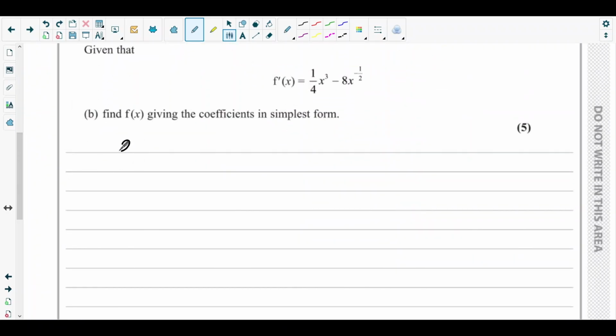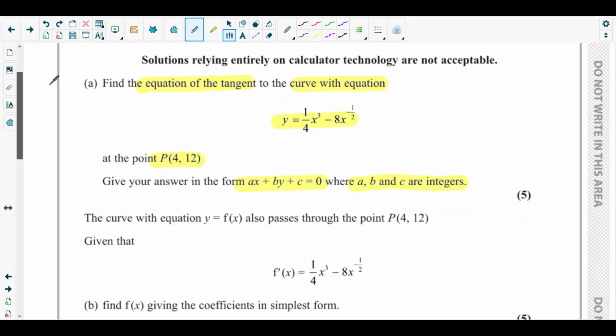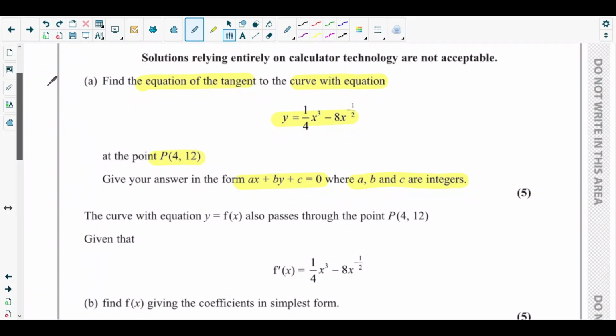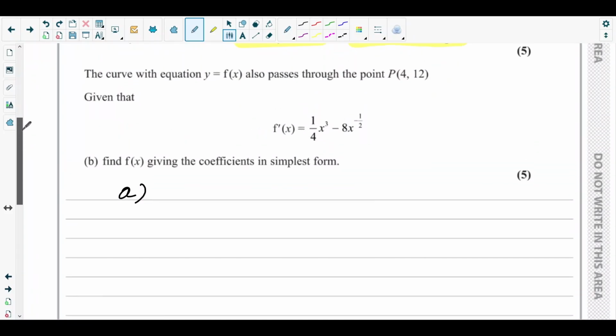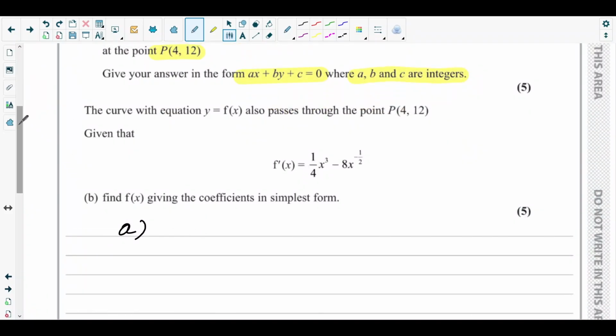So let's start. To find the equation of the tangent, what do we need? We need the gradient at first, because a tangent is a straight line which intersects the curve at a single point. To get the equation of a straight line, we need the gradient and the coordinates of a point which lies on the line. The coordinates of point P, which lies on the tangent, are already given. So we just need to figure out the gradient of the tangent.